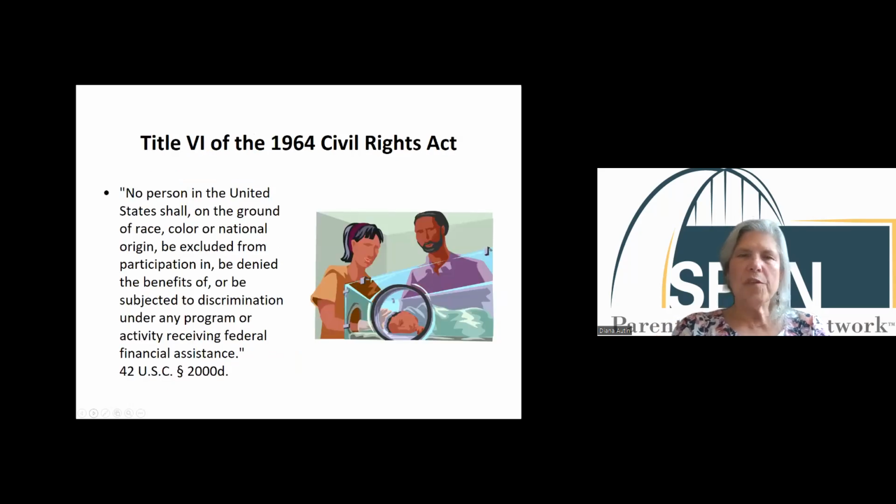So let's look at the sources of these requirements. Title VI of the 1964 Civil Rights Act says, "No person in the United States shall, on the ground of race, color, or national origin, be excluded from participation in, be denied the benefits of, or be subjected to discrimination under any program or activity receiving federal financial assistance."